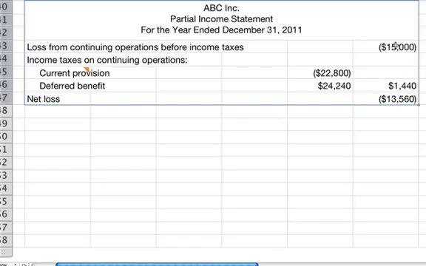You offset this against the loss from continuing operations. So your net loss for the year is $13,560. And that is how you do that problem.